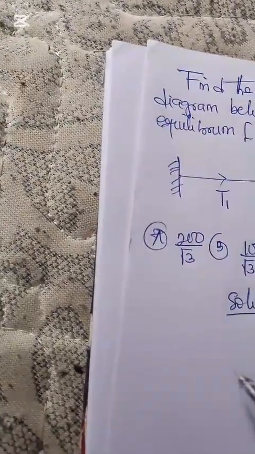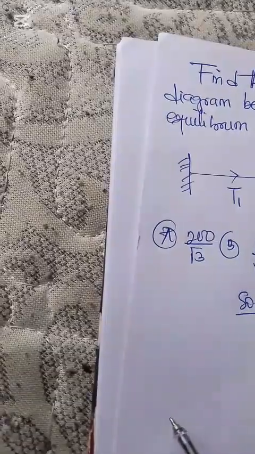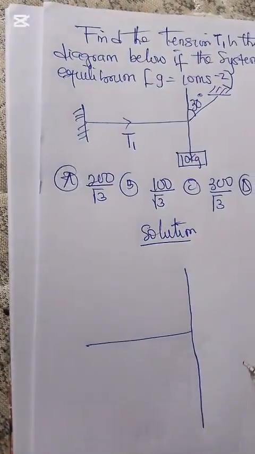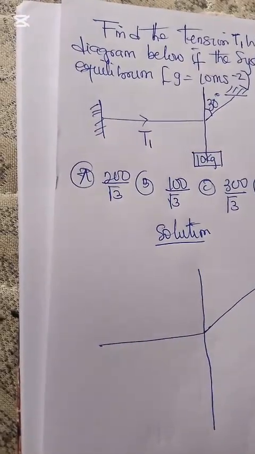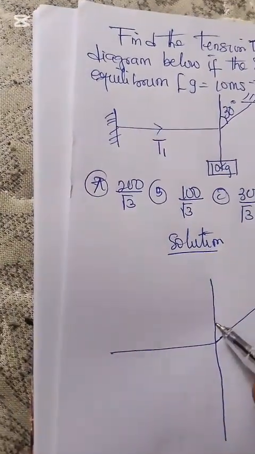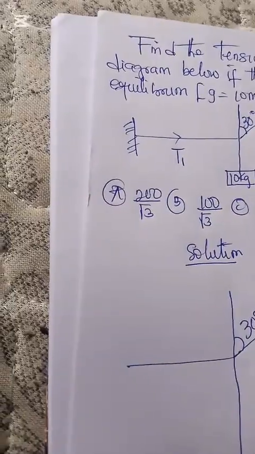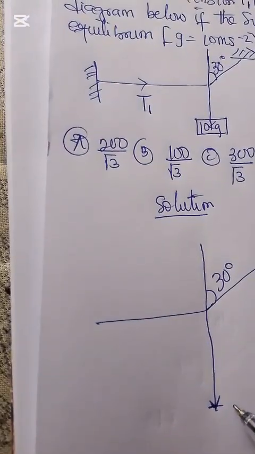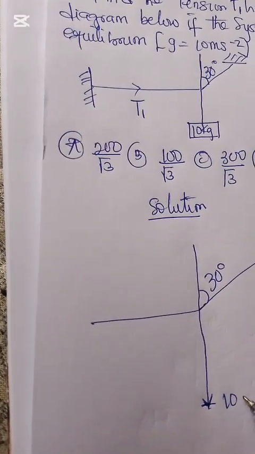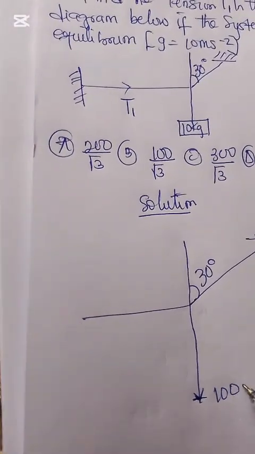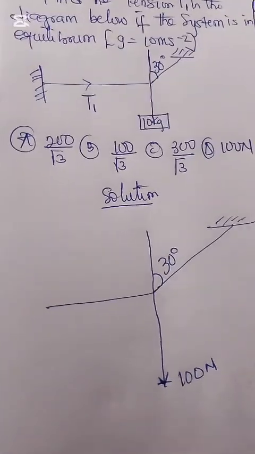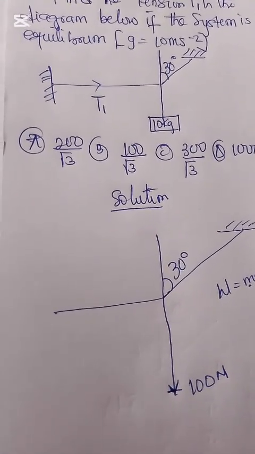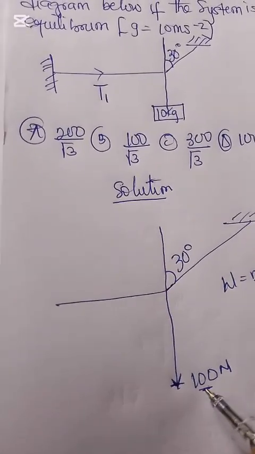So what do I do here? Let me redraw the diagram the way it was. So here was 30 degree and here was, let's say it was 10 kg. If you multiply 10 kg by gravity, you are going to have 100 Newton. That's converting mass to weight. So weight is mass times gravity. So the mass is 10, the gravity is 10. So 10 times 10 will give us 100 Newton here.